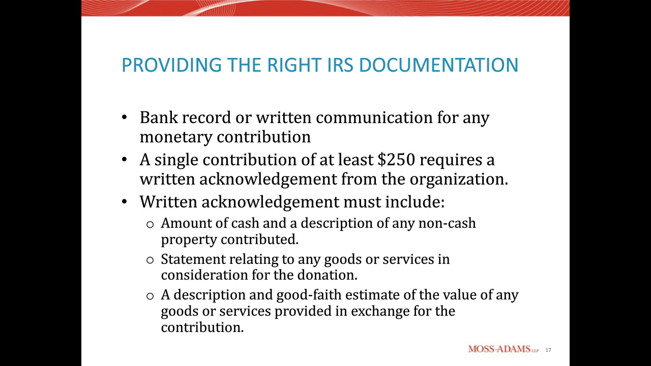So if you are putting on a gala and you're charging $150 per ticket, and the food and drinks are being donated by a caterer, so the cost to your organization is zero, but the fair market value of the food and drinks provided to the attendee is $60. The $60 needs to be disclosed on the ticket or solicitation for the event.